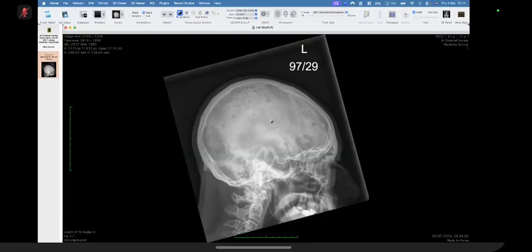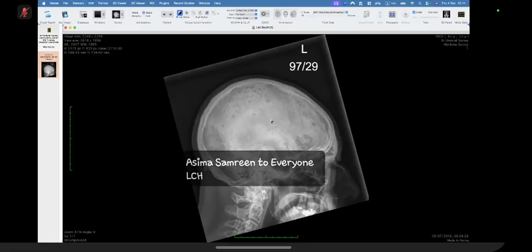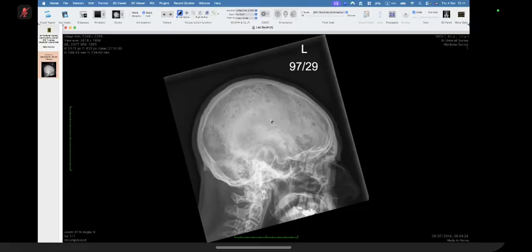Lateral skull radiograph of a skeletally mature patient. I can appreciate multiple variable-sized lytic lesions diffusely spread across the calvarium with some sparing of the occipital region. I cannot appreciate any significant calvarial destruction in this. No soft tissue or scalp swelling.